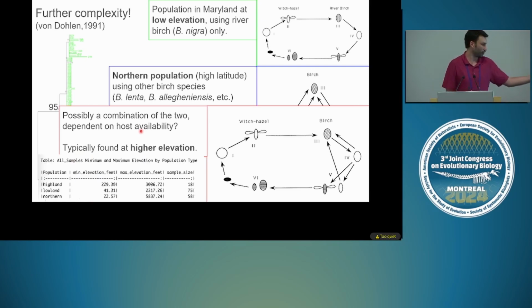So I threw together this quick little table. I haven't really done any actual statistics on this yet, but it's just a quick check of, oh yeah, these highland populations are hitting a base minimum elevation that they're ever found at. So that's interesting.